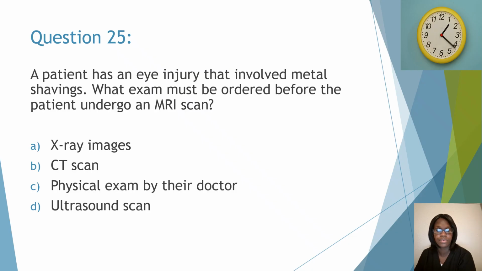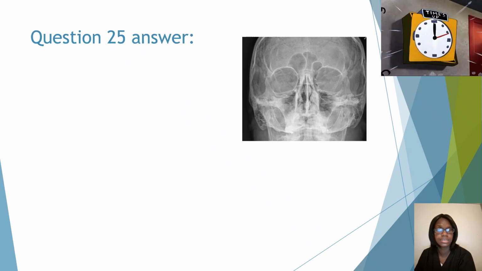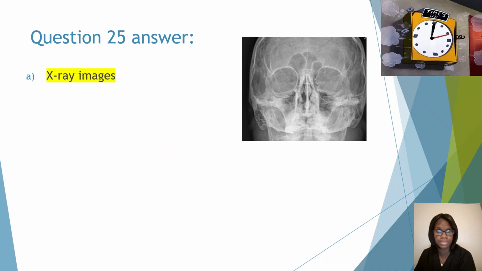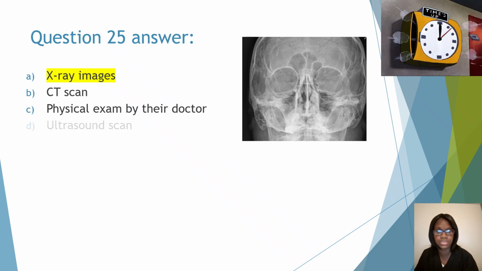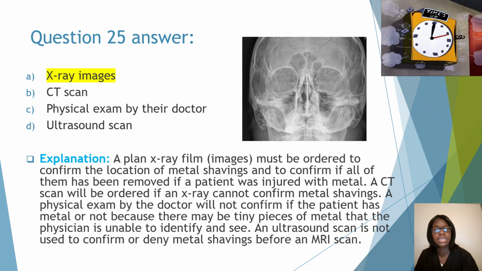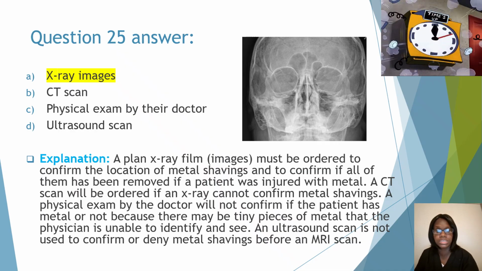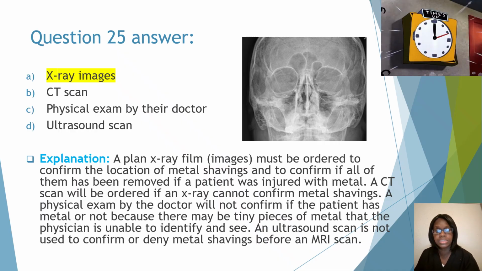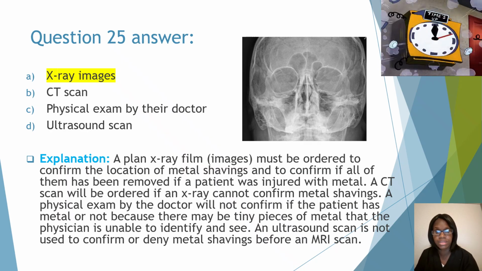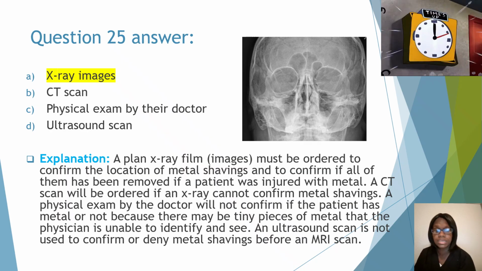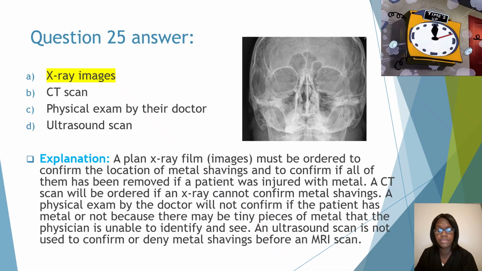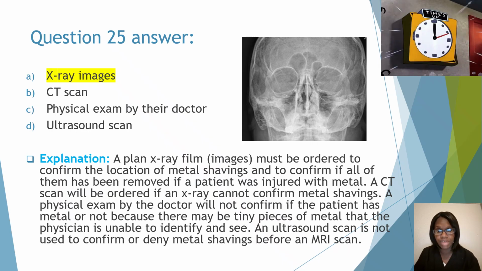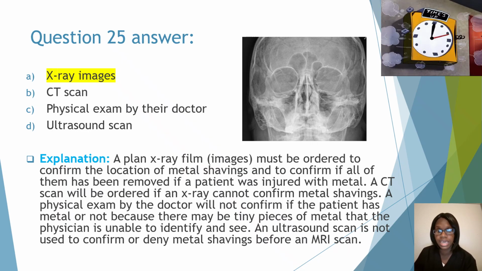All right, the correct answer is X-ray images. The reason it's not a CT scan, a physical exam by their doctor, or an ultrasound scan is that the plain X-ray images allow the radiologist to see if there are any metal shavings in or around the patient's eye, close to their muscle, because metal can pull or jerk and cause serious problems in the MRI machine if we do not find it. So the only way is to see it on plain X-ray.